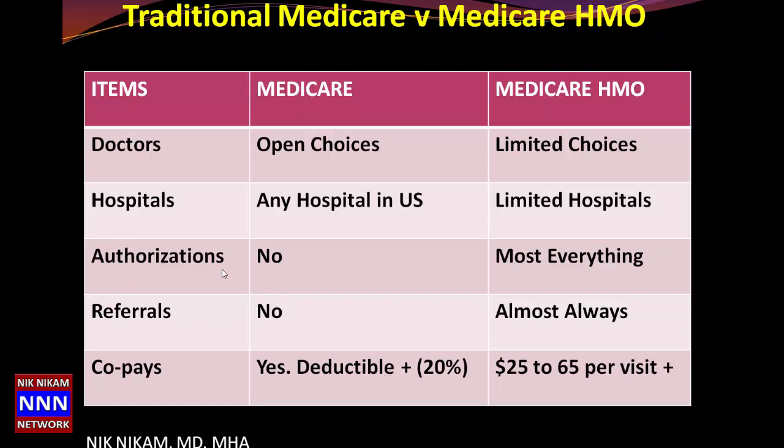Whereas with Medicare HMO or an Advantage plan, you invariably have to make a copay. Every time you visit a doctor, it could be $25, it could be $50 to a specialist, it could be $65. That almost accounts for 50% of the office visit to a doctor's clinic. And these things can add up. And in the next slide, I'm going to show you how these things can add up. Let's move on to the next slide.